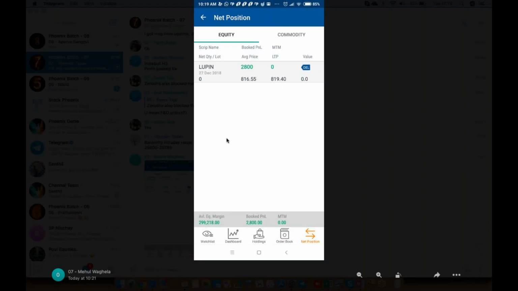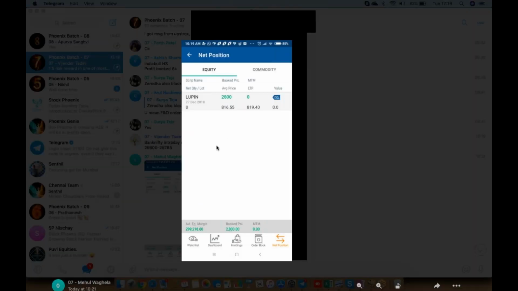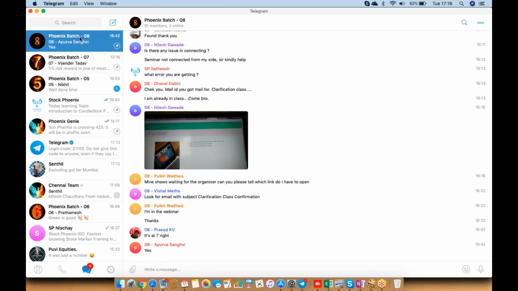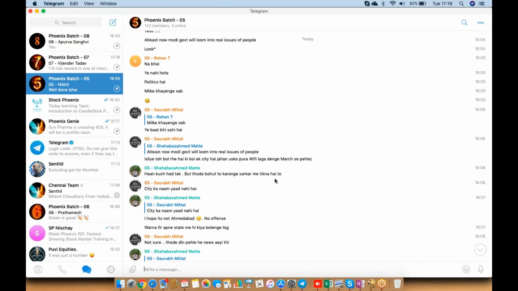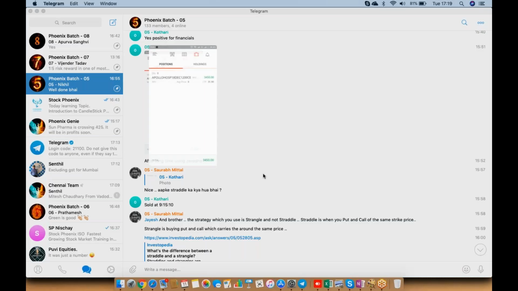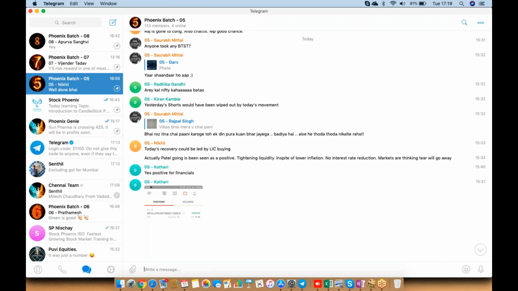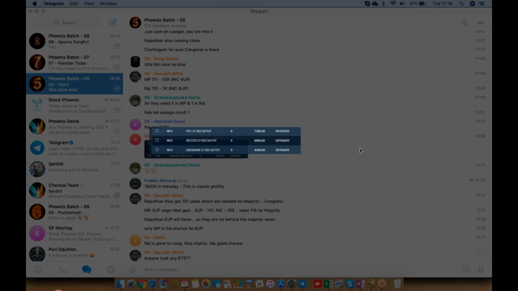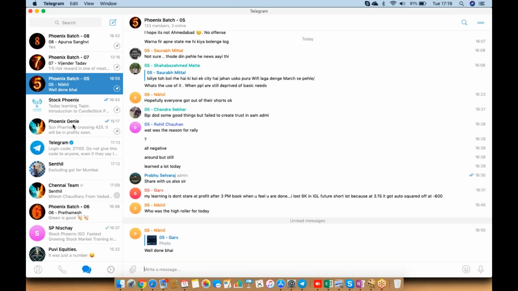We had a Lupin. This guy carried forward the Lupin, and batch 8, the latest batch, is going on as usual. They need to start booking profits, but we had a good amount of profits. People booked Apollo Hospital at 3500. And this gentleman had a good profit of 18,000 rupees in different stocks. People keep booking profits. We didn't post, that's all, but people keep booking profits.